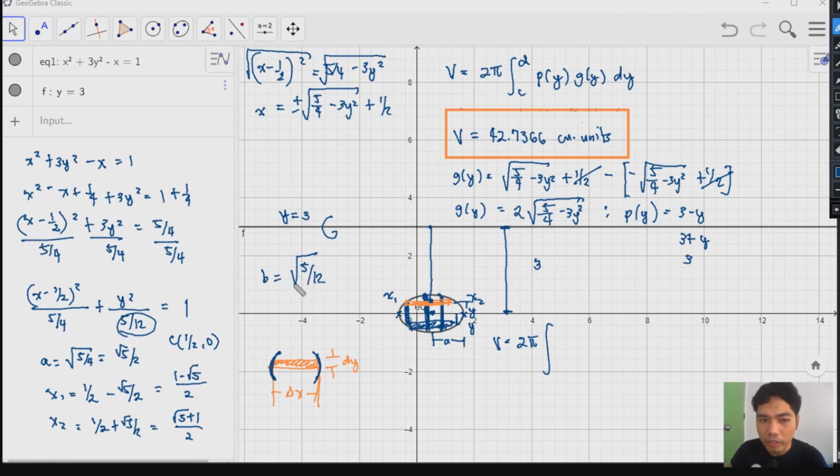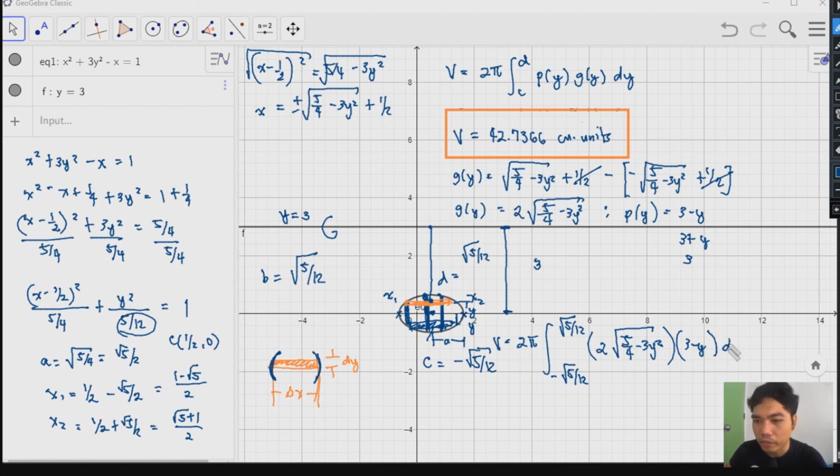So, we go back to this b, that is square root of 5 over 12, and we know quite well that this portion here, which is your c, is the negative square root of 5 over 12, and then this d is your upper limit, that's positive square root of 5 over 12. So we have negative square root of 5 over 12, and your upper limit is square root of 5 over 12, and then your g of y is 2 square root of 5 over 4 minus 3y squared. We multiply this. Now let's have 3 minus y first and then dy.